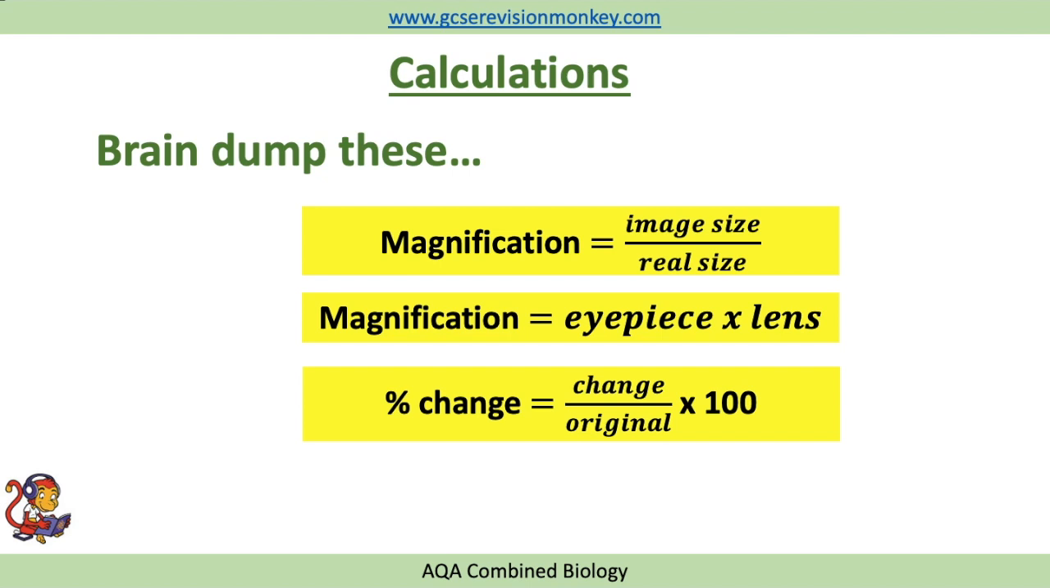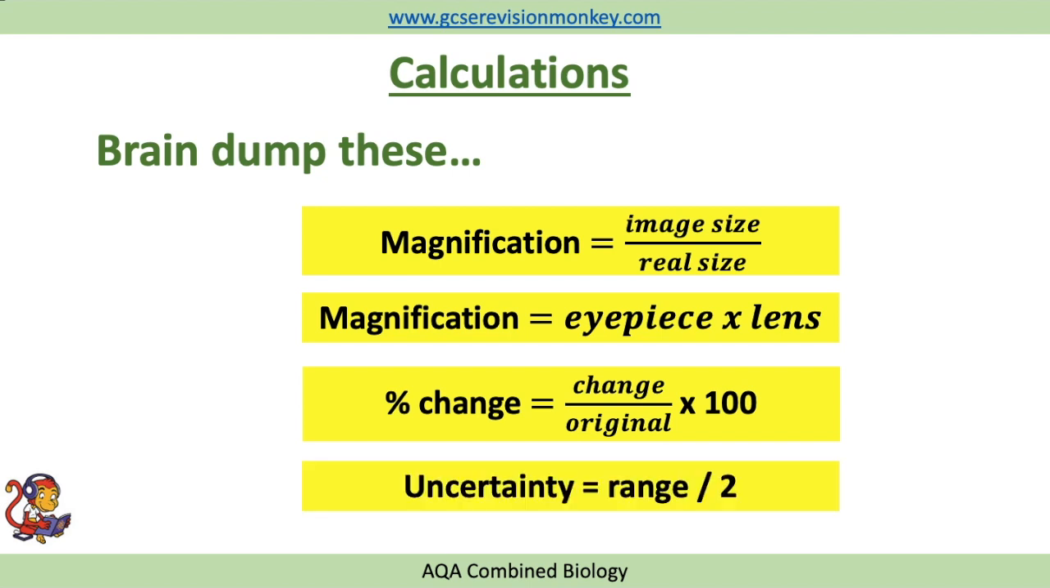Percentage change is a really important one for paper 1. And to calculate percentage change, you do the change divided by the original and then multiplied by 100. And then finally, this could come up on any of your 6 papers, is uncertainty. To calculate uncertainty, you do the range divided by 2. So just 4 important equations I recommend you learning for this exam.